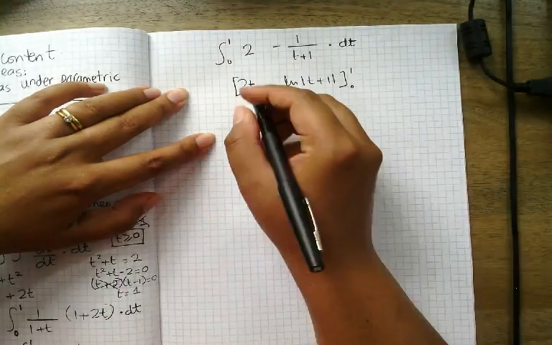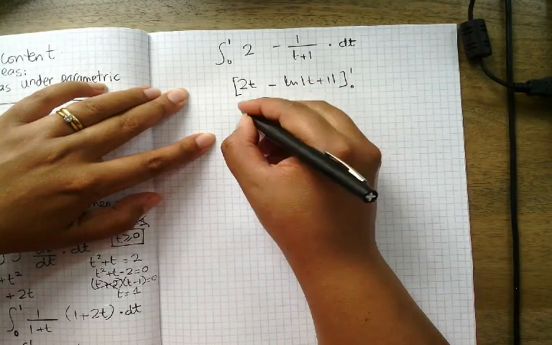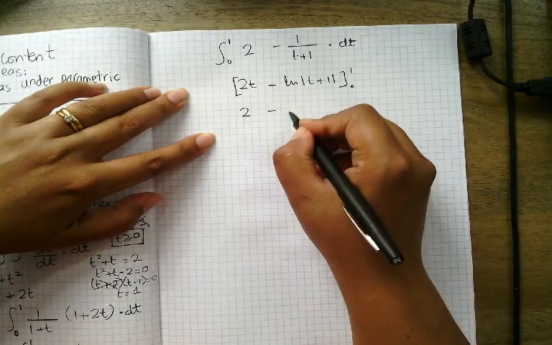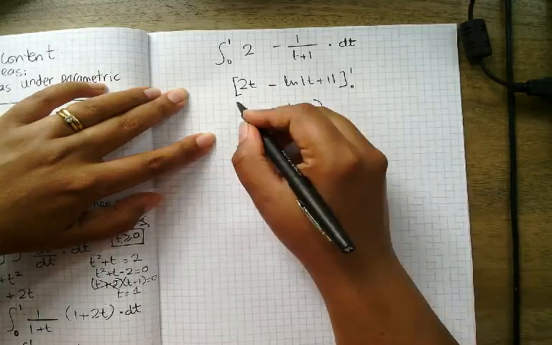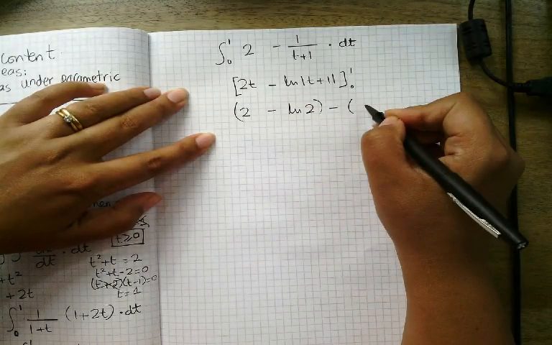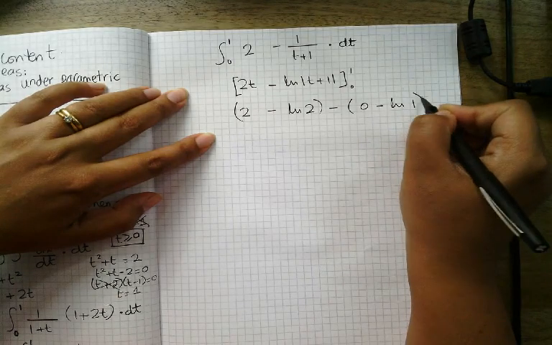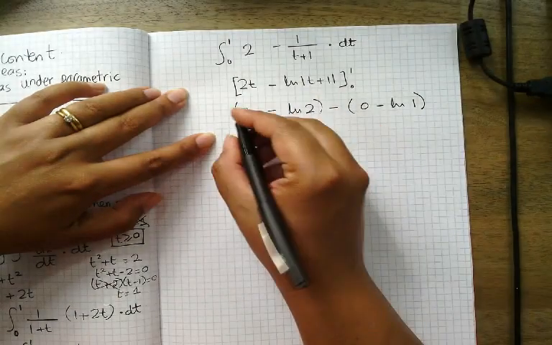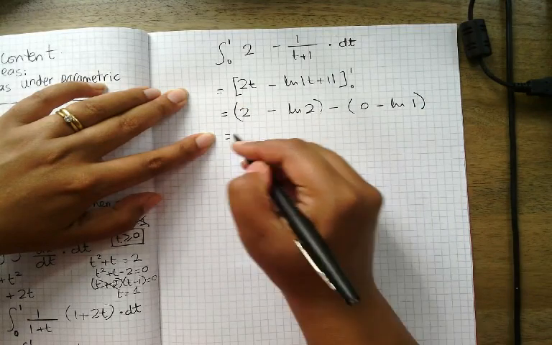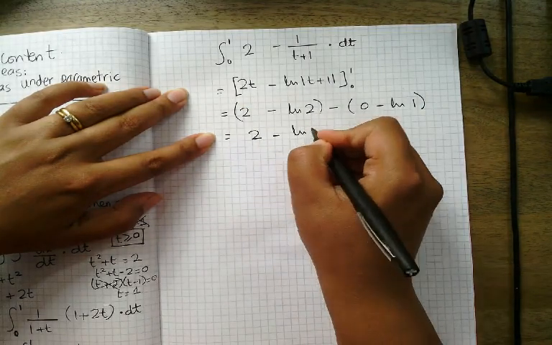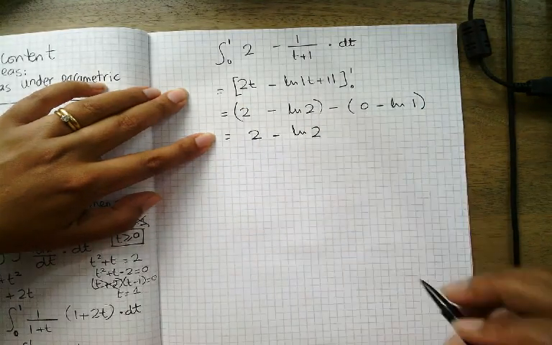So I will now substitute my limits in. I'll get 2 minus ln 2, minus 0 minus ln 1, which gives me 0. So I'll get 2 minus ln 2 as the area. Okay?